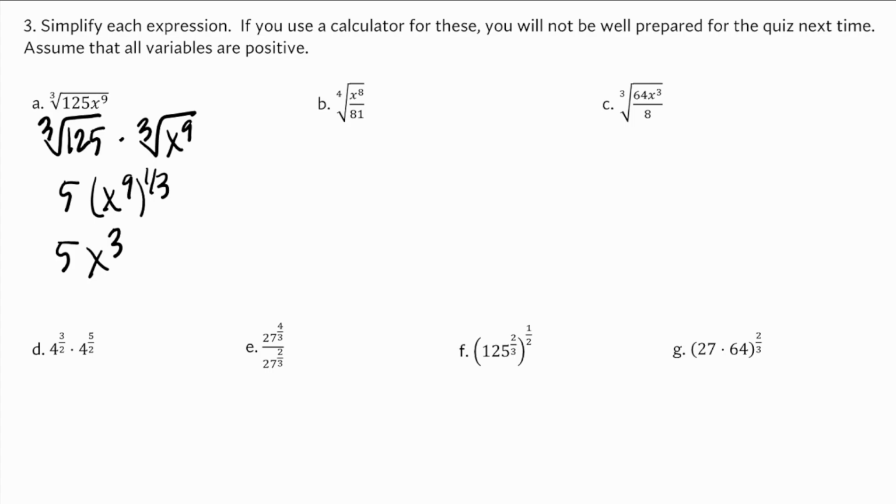Okay. With b, we can split a radical over multiplication or division, just not addition or subtraction. Notice how there's not ever anything added or subtracted inside the radical in these problems.